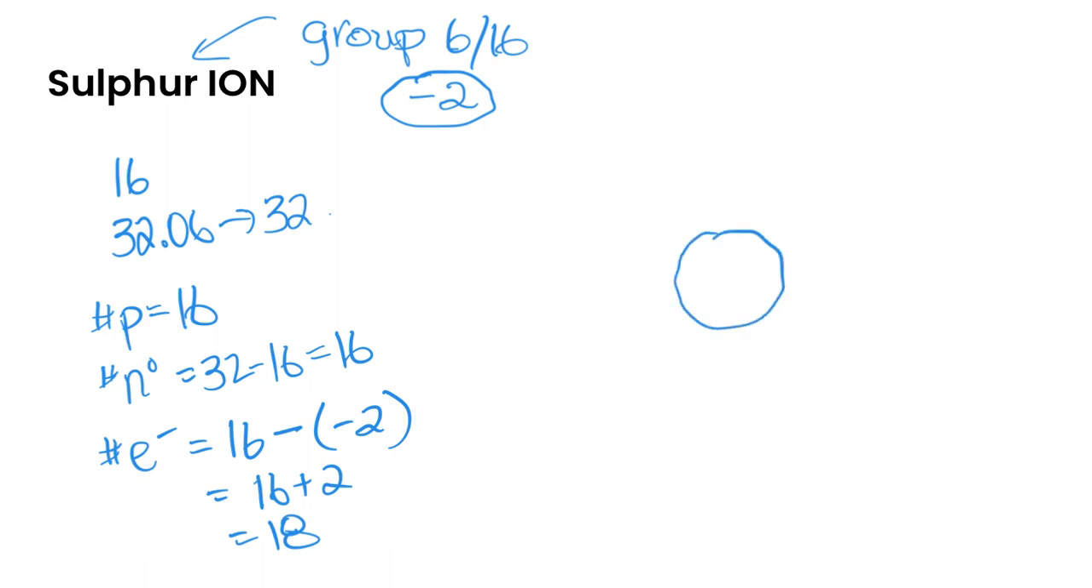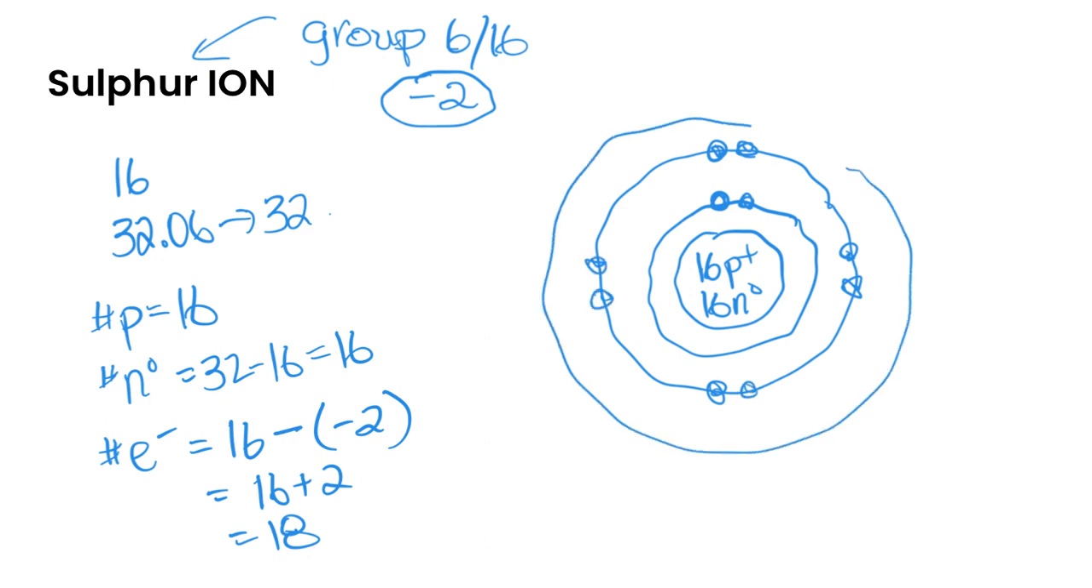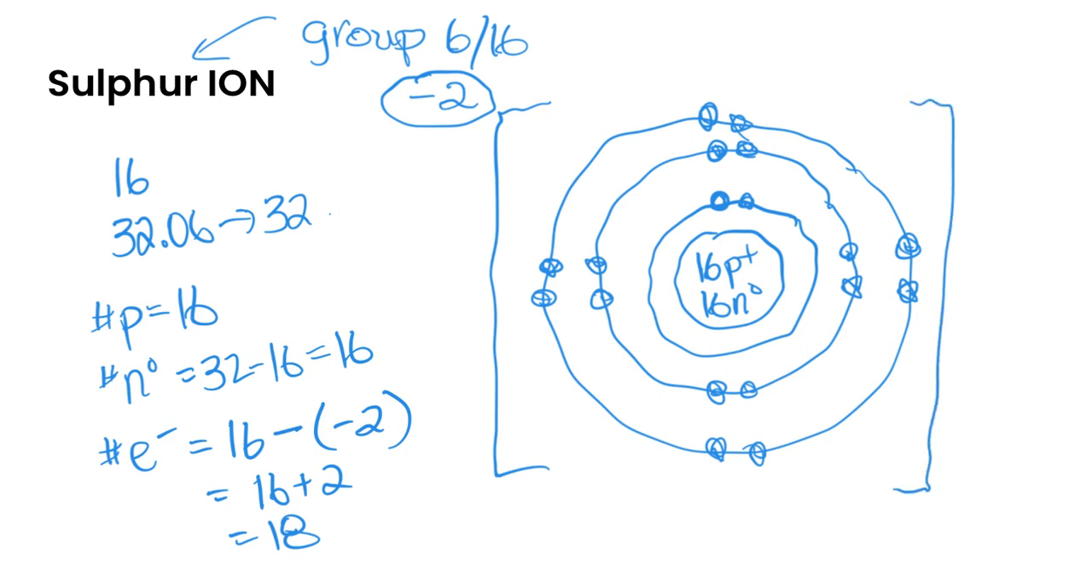Going through our steps, here's our nucleus. We've got 16 protons, 16 neutrons, and then one shell with 2, a second shell with 8, so that's 10 total, and then one more shell with 8 more. And that gives us 18 electrons. We can see our valence shell is full. The last thing we need to include are our square brackets, and then our charge for sulfur, which is negative 2.